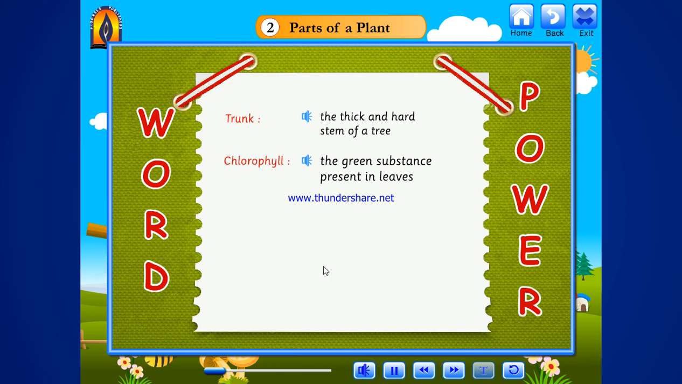Word power. Trunk. The thick and hard stem of a tree. Chlorophyll. The green substance present in leaves.